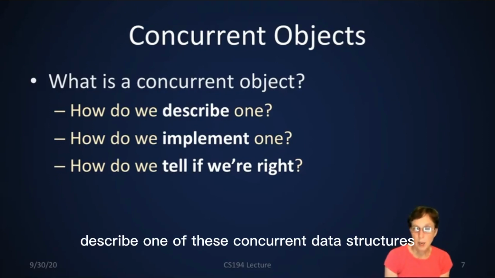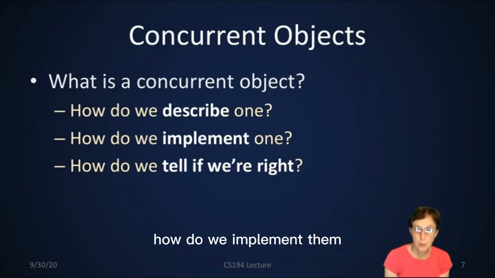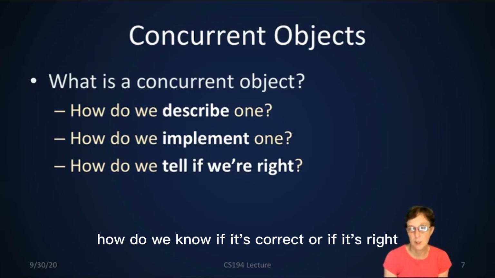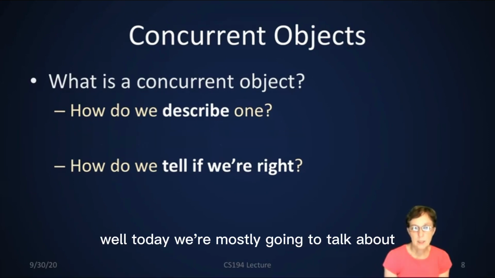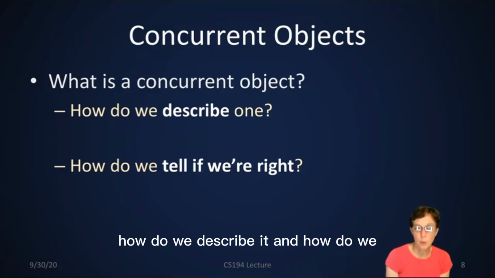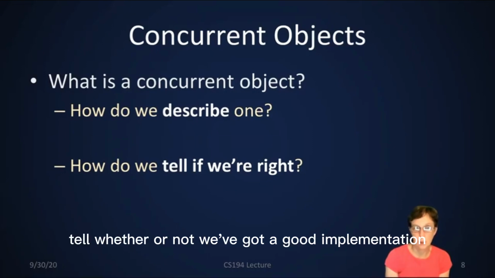So how do we describe one of these concurrent data structures? How do we implement them? And how do we know if we've got a good implementation? How do we know if it's correct or if it's right? Well, today we're mostly going to talk about the first and the third. How do we describe it, and how do we tell whether or not we've got a good implementation?